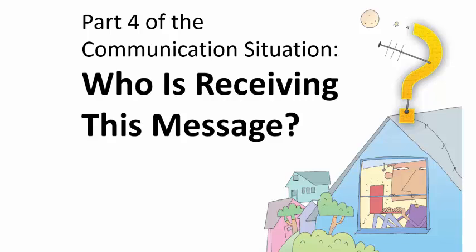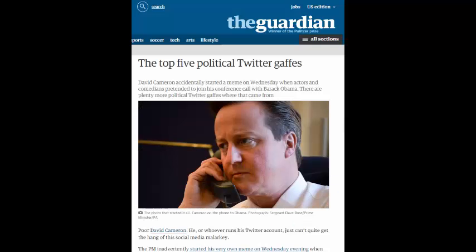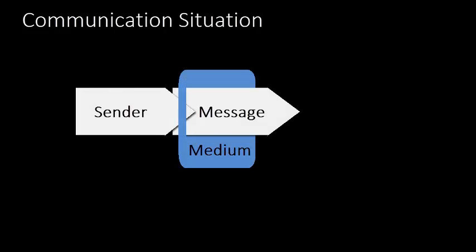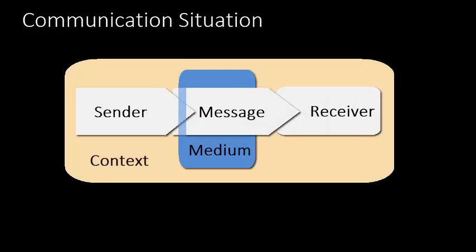Who is receiving this message? In our hyper-connected world, that is one of the most important questions that a person can ask. As we've seen, many people have gotten themselves in trouble by posting something on Twitter or Facebook without thinking about who the possible receivers might be. The receiver is the fourth part of the communication situation: sender, message, medium, receiver, and context.